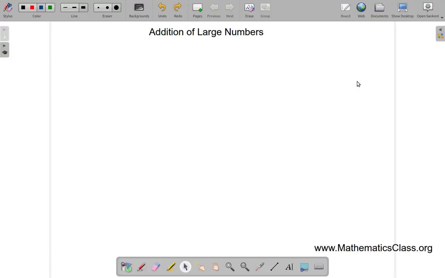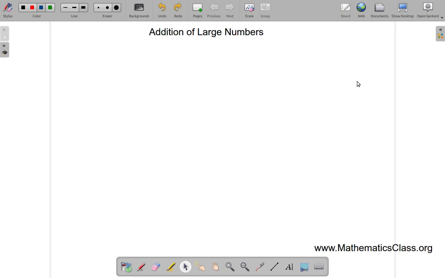Let us look at addition of large numbers. And when I say large numbers, I don't mean like 7 plus 4. I mean some thousands plus some thousands or hundreds or something where you have 3, 4, 5 or more different digits in the number. Alright?